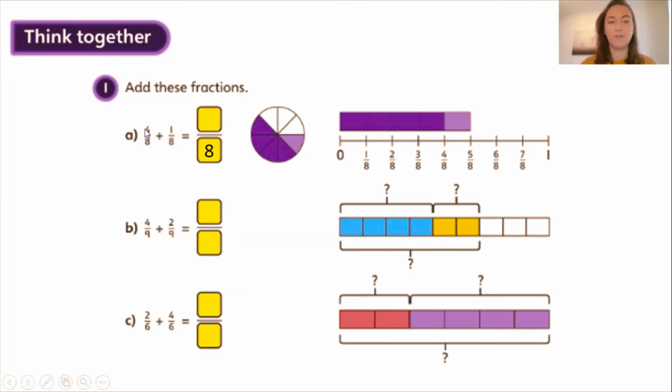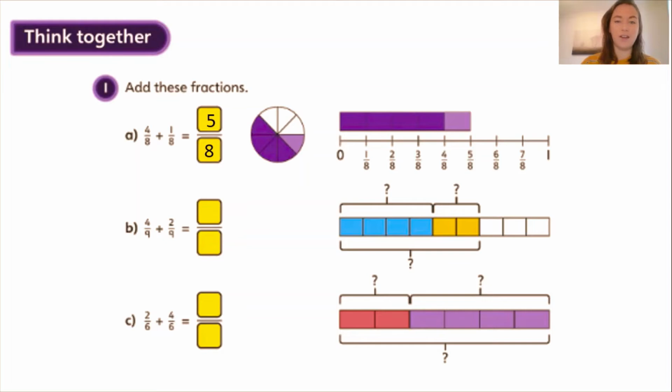Now we started with 4 eighths and we've got one more. You can see them here. Here's the 4 eighths and another one here. 4 and one more makes 5. So altogether we've got 5 eighths. You can see that on the number line here too. Here is the 4 eighths and one more eighth brings us to 5 eighths. So altogether we've got 5.